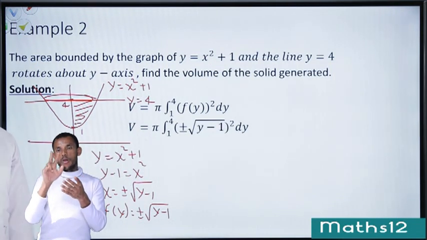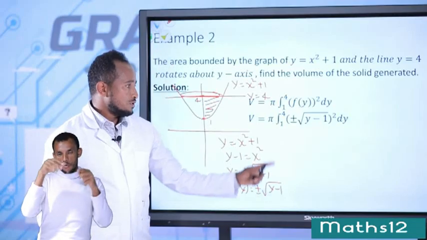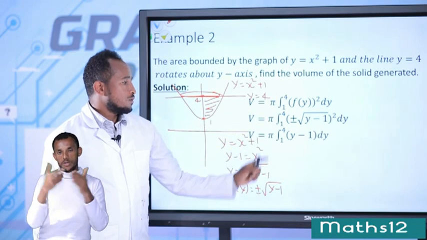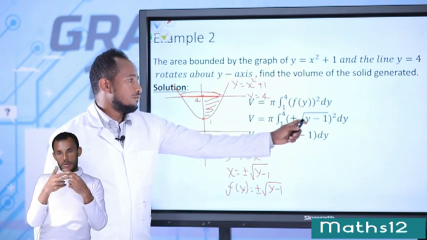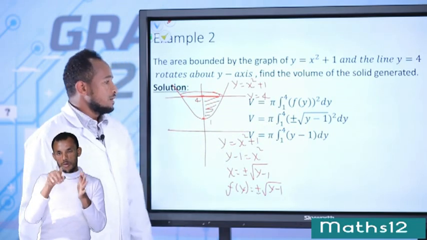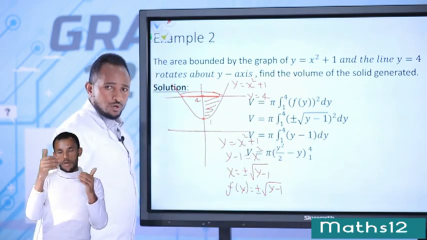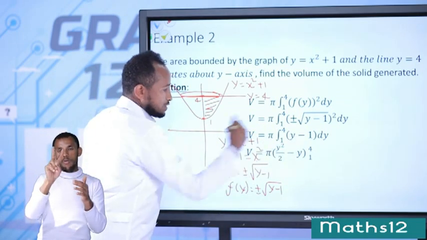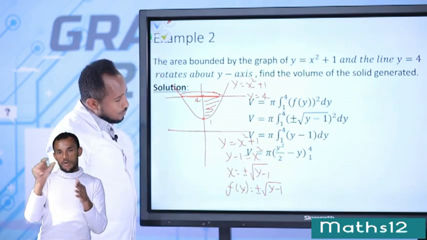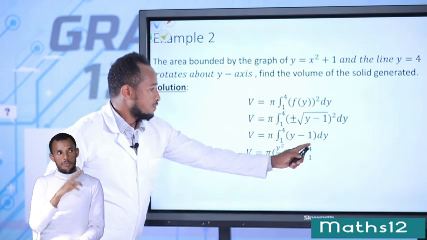Volume is equal to pi times the integration of our function f of y, squared, dy. Therefore, volume is equal to pi times the integration of the square of this, which is just y minus 1 dy. Therefore, this equals the integration of y, which is y squared over 2. The integration of minus 1 is minus y. So you integrate on the interval 1 up to 4. Therefore, put first 4 here.